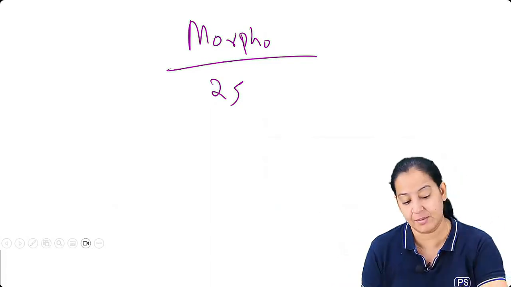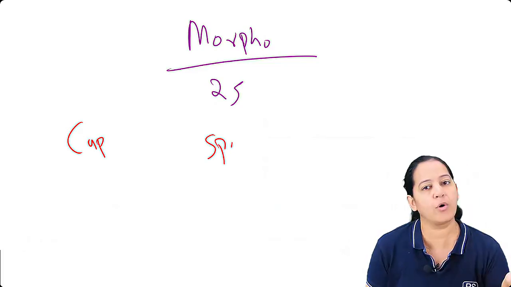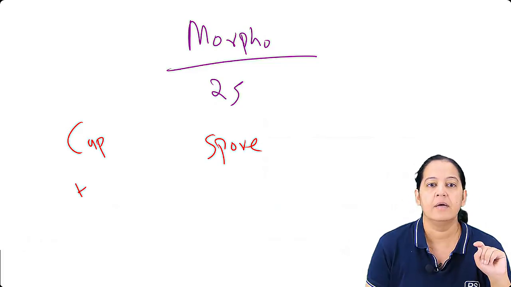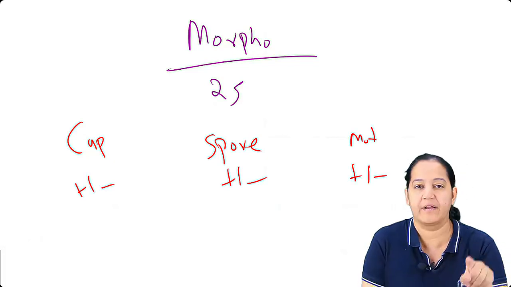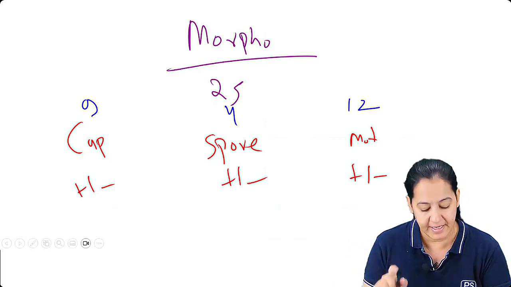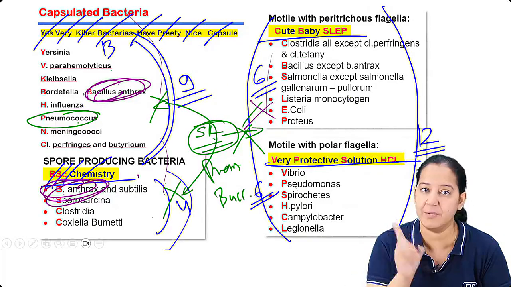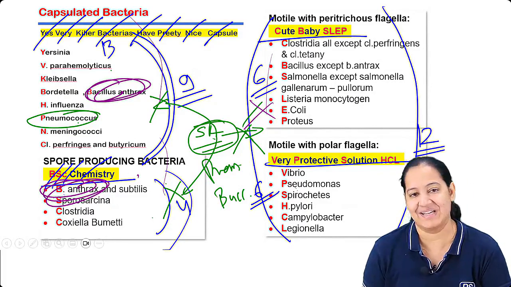There are 3 things in the morphology. Capsule, yes or no, you can answer. Spore, yes or no, you can answer. And motility, yes or no, you can answer. If you know the 3 mnemonics, 9 plus 4 plus 12, you should learn these mnemonics. The mnemonic should be at the tip of your tongue. Even if I wake you from sleep and ask, you should remember. Okay, let's start.